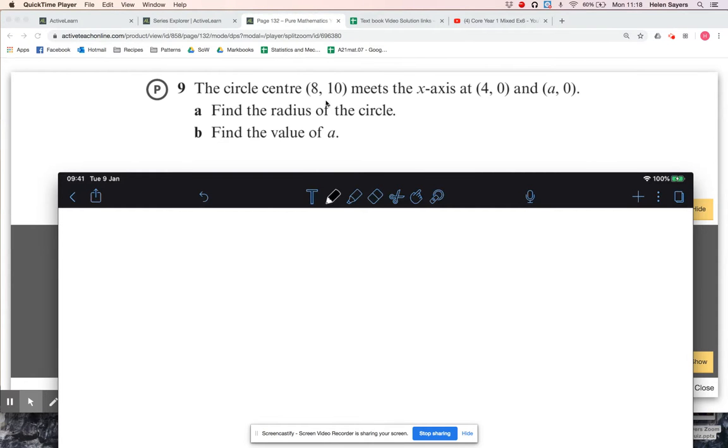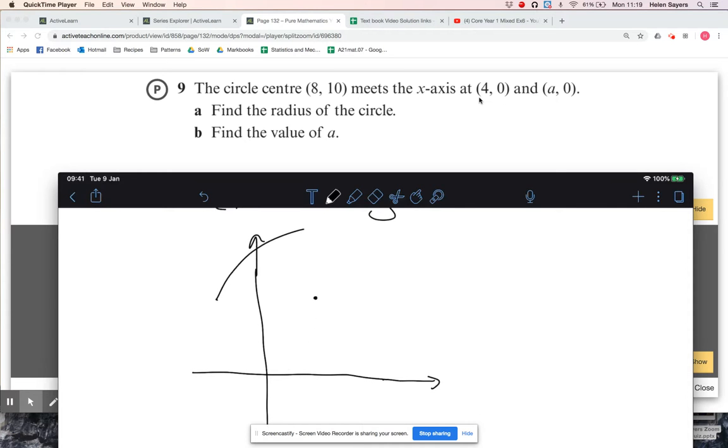on its circumference. The radius is just going to be the distance between the centre of the circle and the circumference. So we'll do a quick sketch of that, but I don't know you necessarily need a sketch, but for an unusual question, it's always a good idea. So (8, 10), I'm going to put at about there. And it's meeting the x-axis at (4, 0) and at (A, 0).